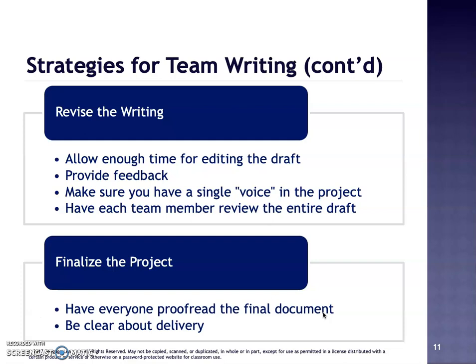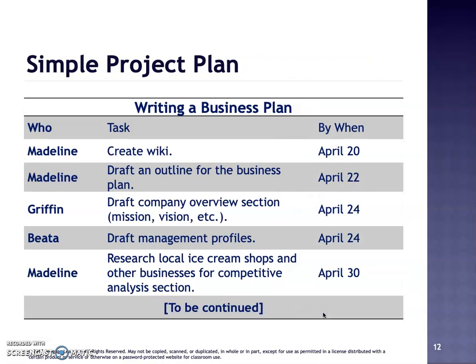So let's look at what a project plan could look like, a really simple one. Right? So we're going to write a business plan. We have who's going to do it, the task, and by when it should be done. So Madeline is going to create a wiki. She's going to draft an outline for the business plan. Griffin is going to draft the company overview section, so the mission and vision, etc. Beta is going to draft management policy profiles, and Madison is going to research local ice cream shops.